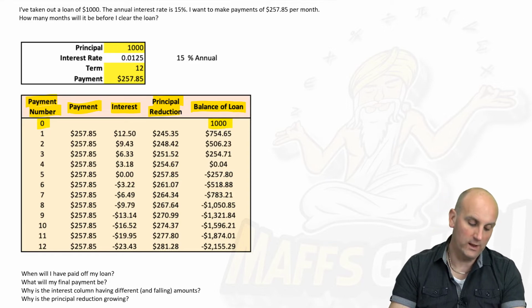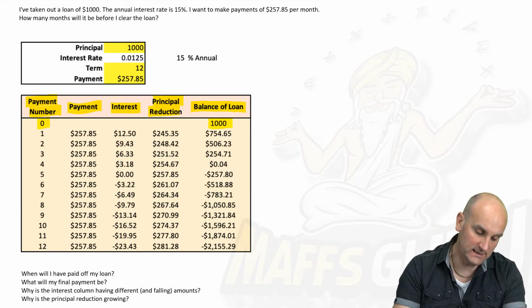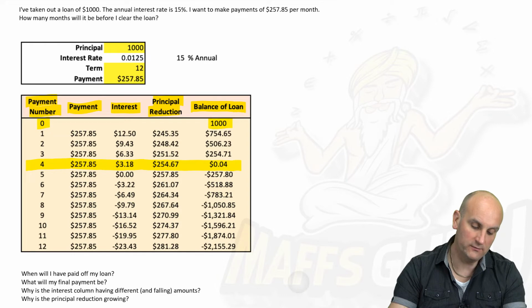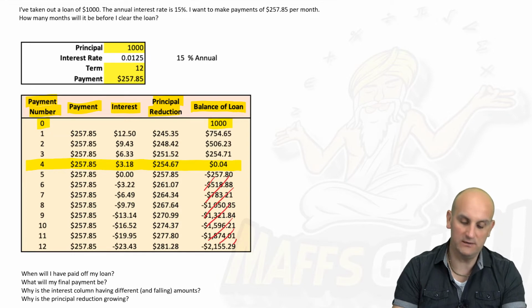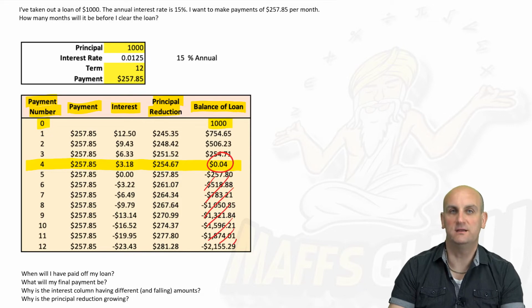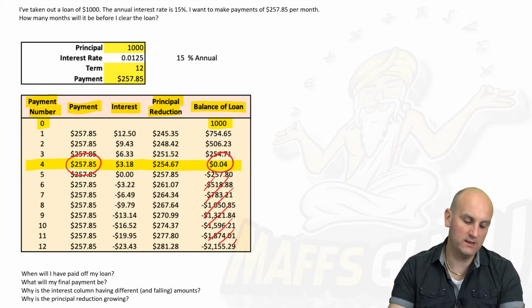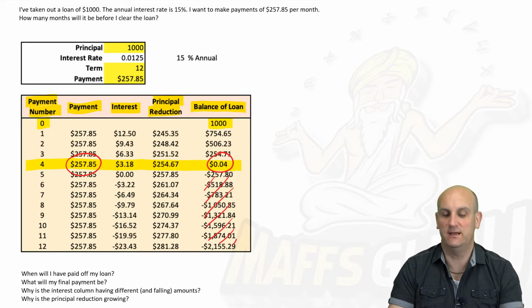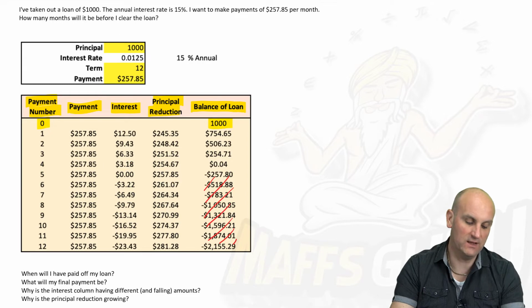So, when will I have paid off my loan? Well, basically, I've made the table longer than I needed to. Anytime the values have gone into negatives, I don't need to worry about them because that's basically not going to happen. So here we go. Here is that 4 cents that I still sort of owe at the end of my last payment, which is why I would make my last payment there $257.89. Not really as simple as that in real life, but it's not too far wrong.